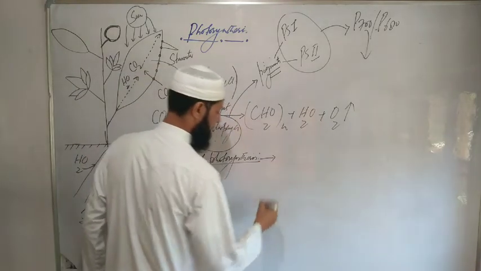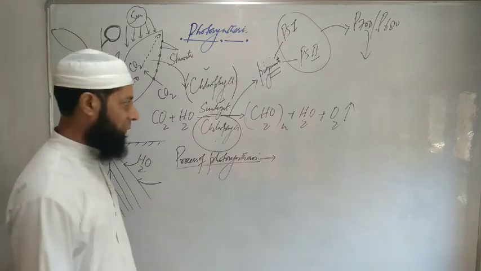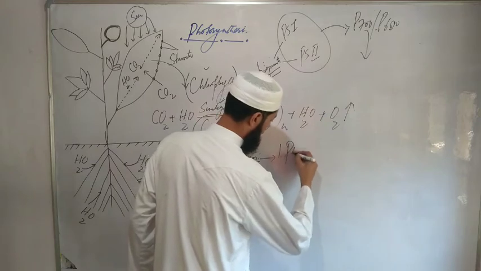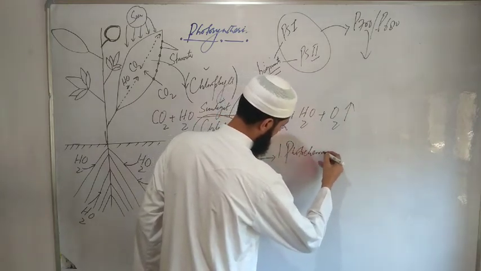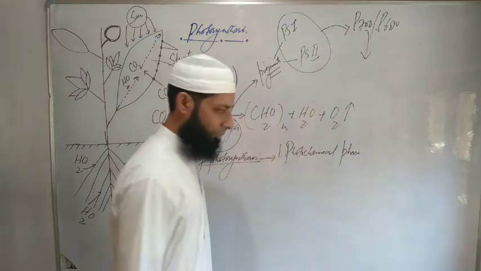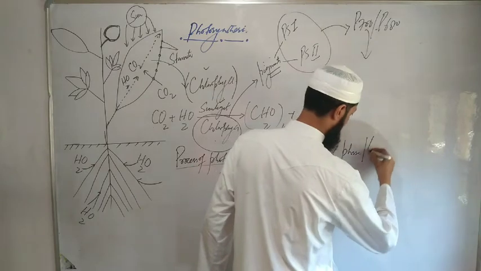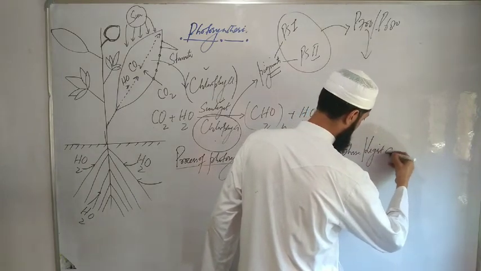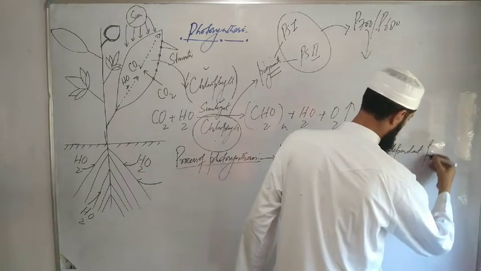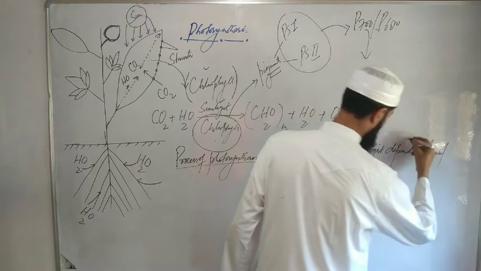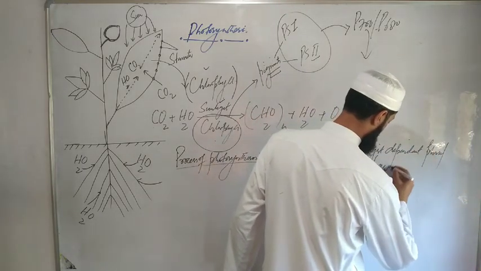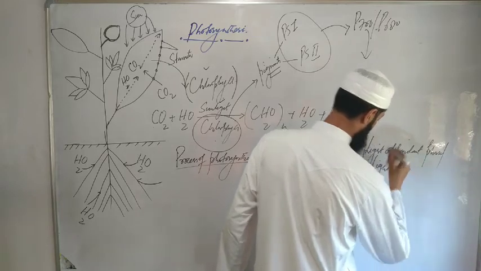The process of photosynthesis is completed in two major steps. Number 1, photochemical phase, or light dependent phase, because it depends on light energy. Light dependent phase, or some people call it light reaction.